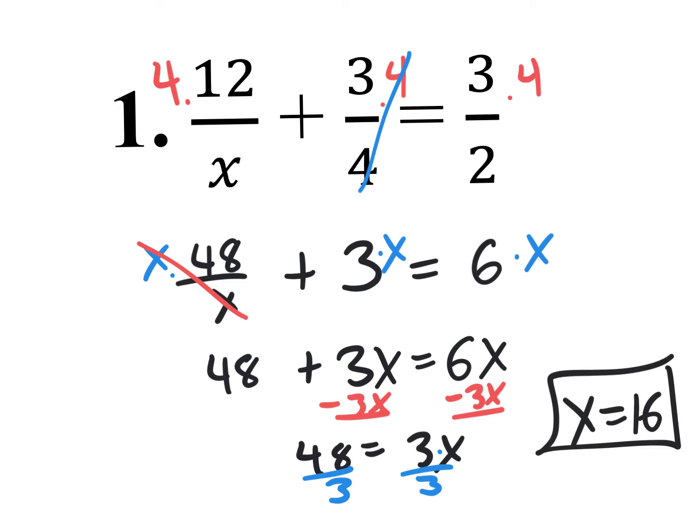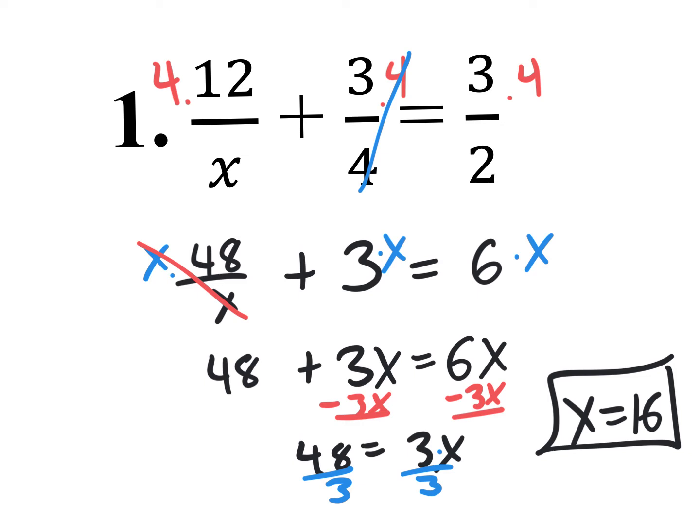48 divided by 3 is 16. So that's my answer, and I'm pretty confident that I have the right answer. I don't think I made any mistakes. Now, that's why I say it might even be more straightforward, easier to solve it just by getting rid of one fraction at a time, right?